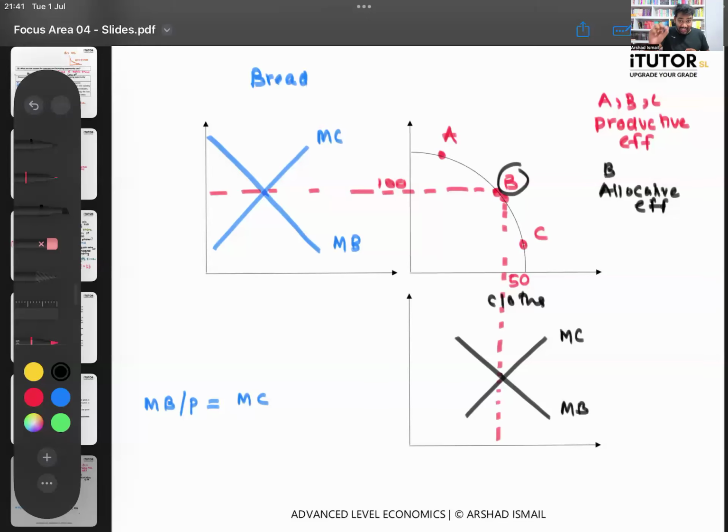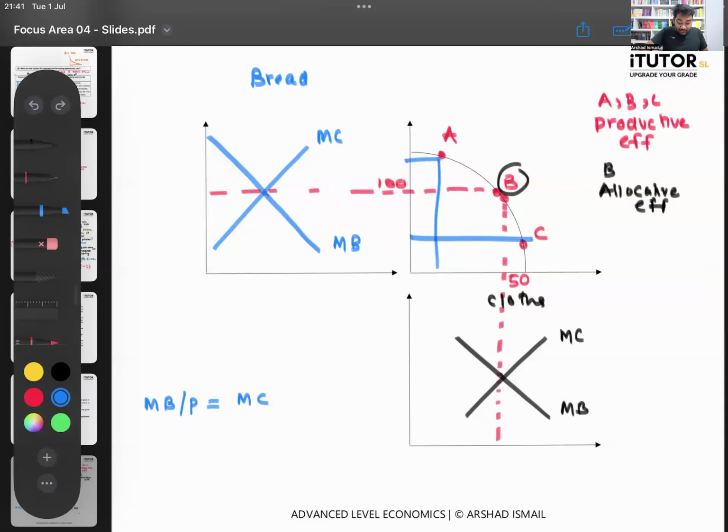Now, point A is productively efficient. But at point A, you're producing more bread, less clothes, but society wants clothes also. At point C, you're producing more clothes, less bread. But you're not allocating your resources properly. You have full employment, but no allocative efficiency.